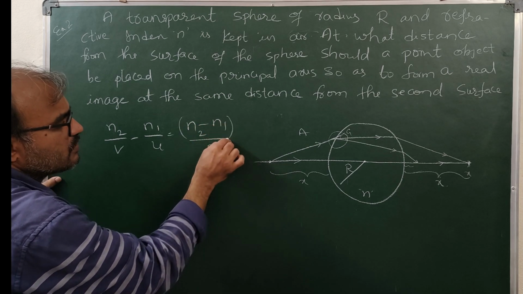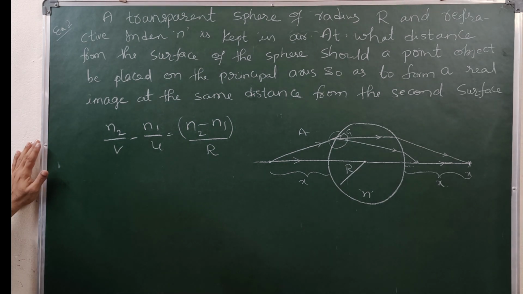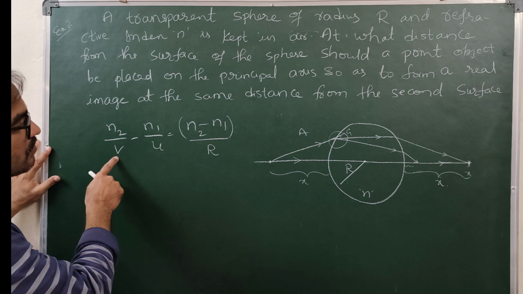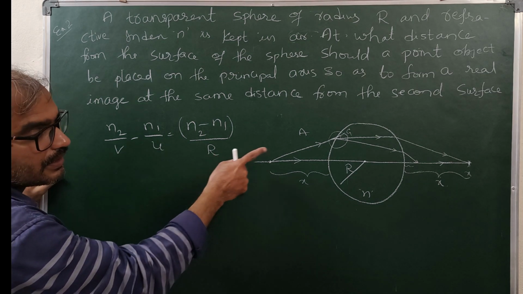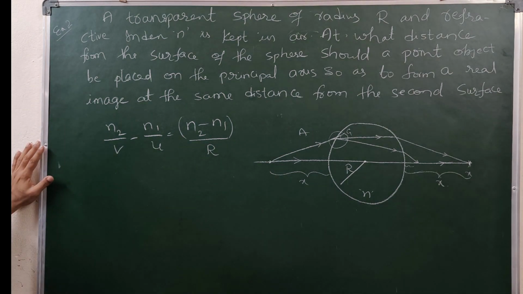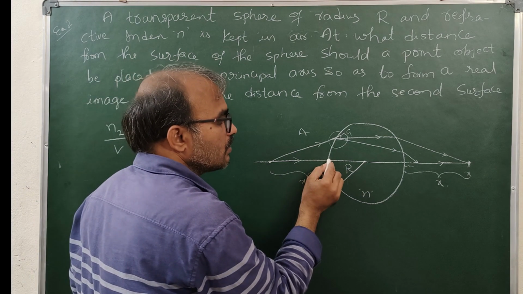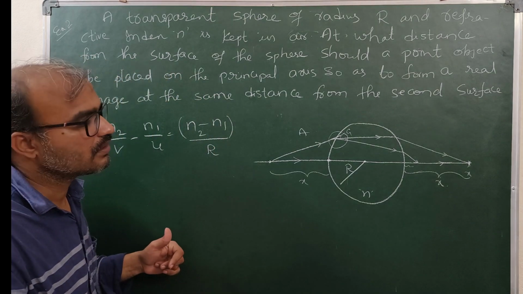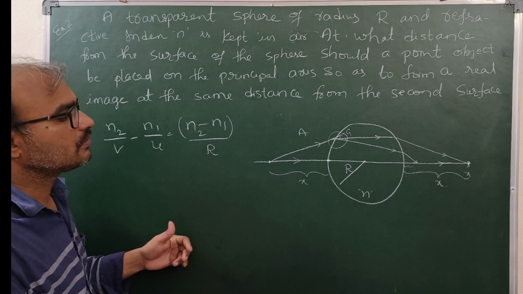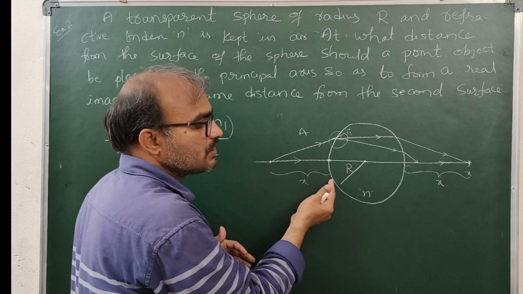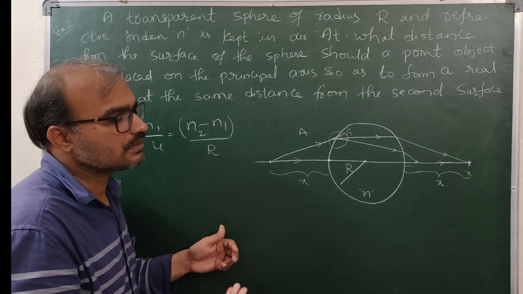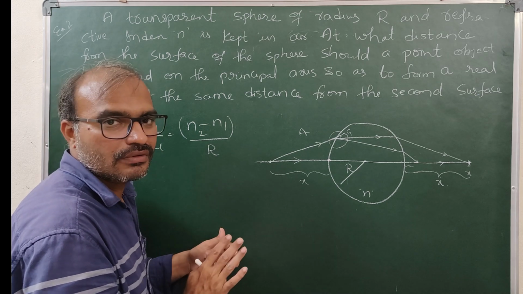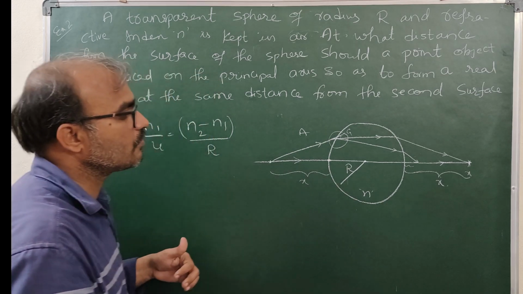For substituting the values, you must know what those values represent, right? So n1, n2 are refractive indices, u is the object distance, v is the image distance, and r is the radius of curvature of the curved surface, right? We know that all the measurements must be measured from the pole of the surface. The distances measured in the direction of the incident rays are positive, and the distances measured in the direction opposite to the incident rays are negative. So we must know the sign conventions, right?